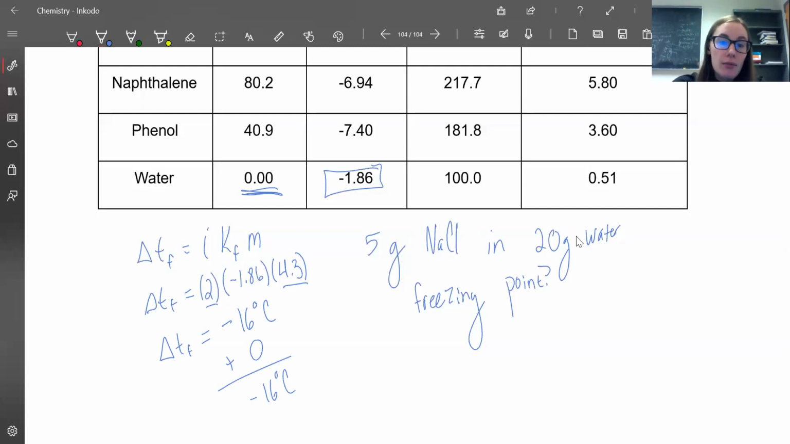So, yeah, that's how to do the calculations, or just how it works in general.